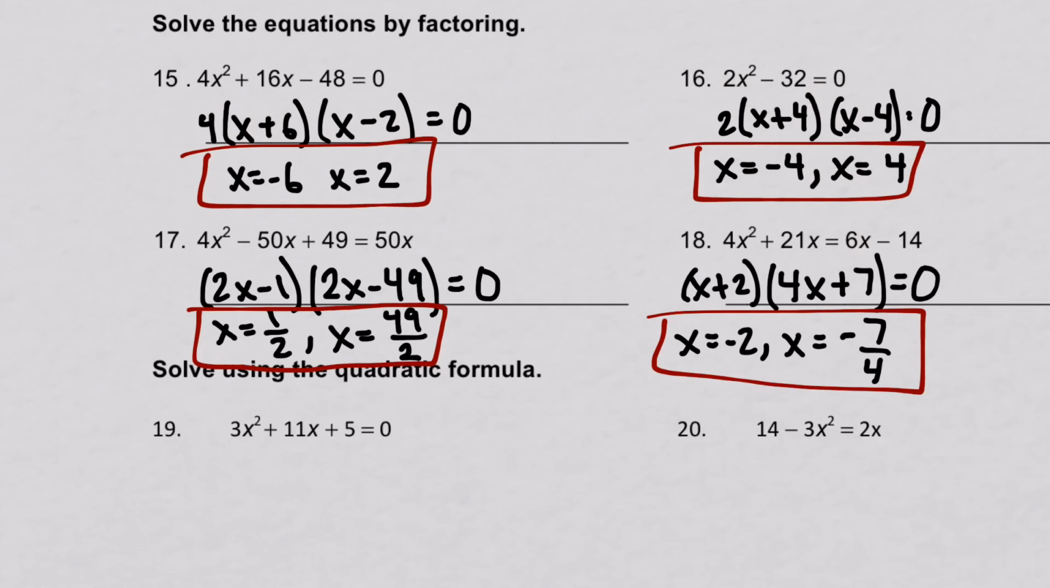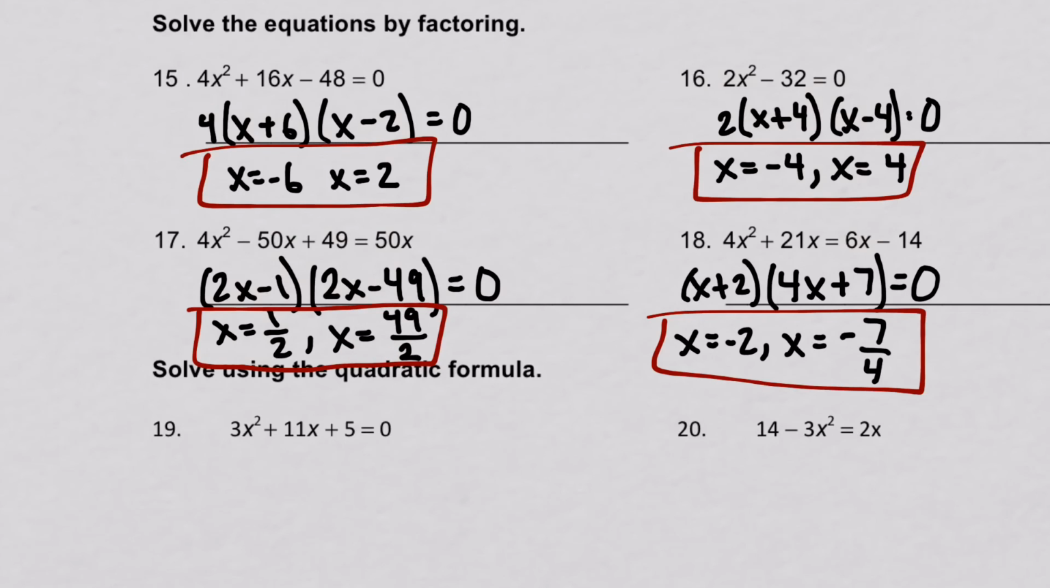Number 17, when you move the 50x over to this side, when you subtract it, you're going to get negative 100x plus 49. So factored out, you're going to get 2x minus 1 and 2x minus 49 equals 0. Solve them both and you get x equals 1/2 and x equals 49 over 2.